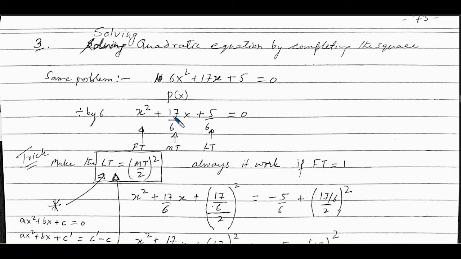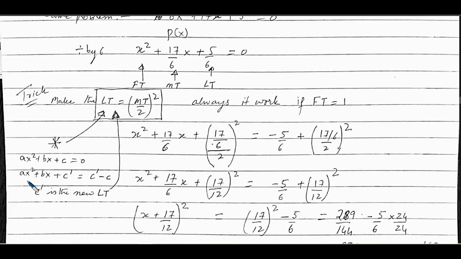So the last term is the middle term, 17 by 6, divided by 2, the whole square. If I substitute this last term here, and I take this 5 by 6 to the right hand side, it becomes minus 5 by 6. Since I have added this, I have to add it there to balance it. Suppose I put a new constant c prime, then I put c prime here also, and this c becomes minus c here. So now I get this, and now I can write this as a square.